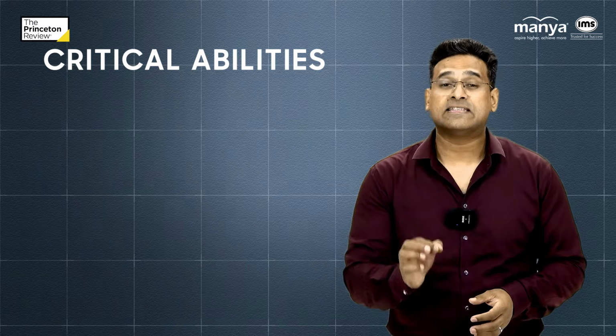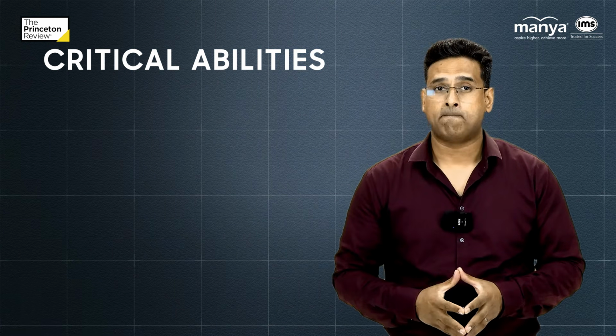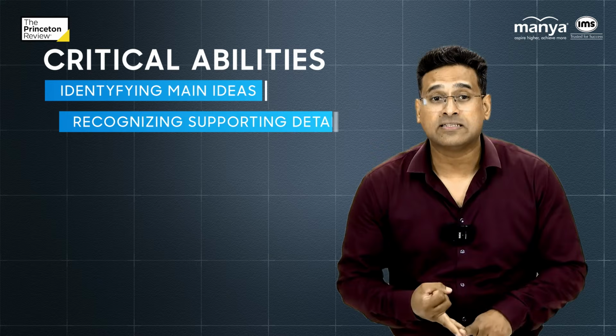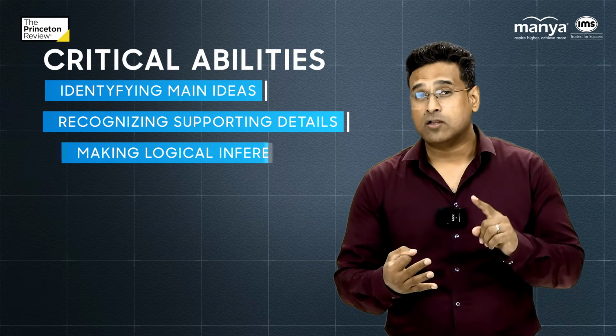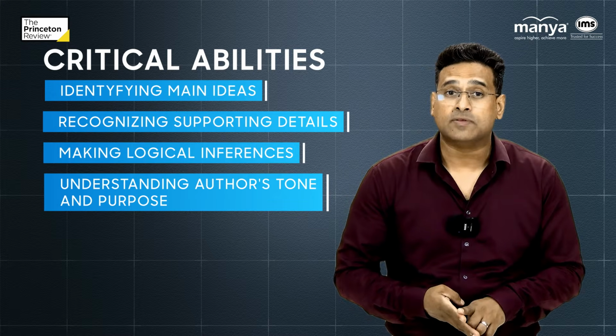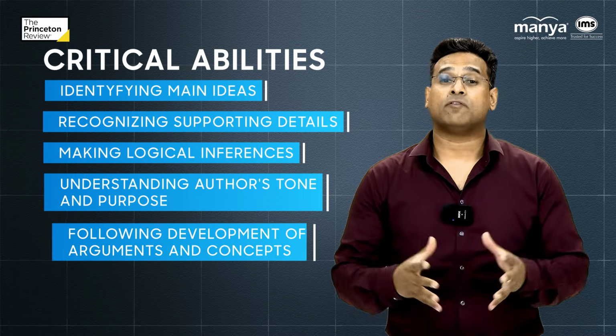What exactly is being tested here? Well, RC measures several critical abilities. For instance, identifying main ideas and central themes, recognizing supporting details, making logical inferences, understanding the author's tone and purpose, and following the development of arguments or concepts. The test isn't just testing whether you can read basic English. It's testing whether you can analyze and engage with sophisticated texts at an academic level.